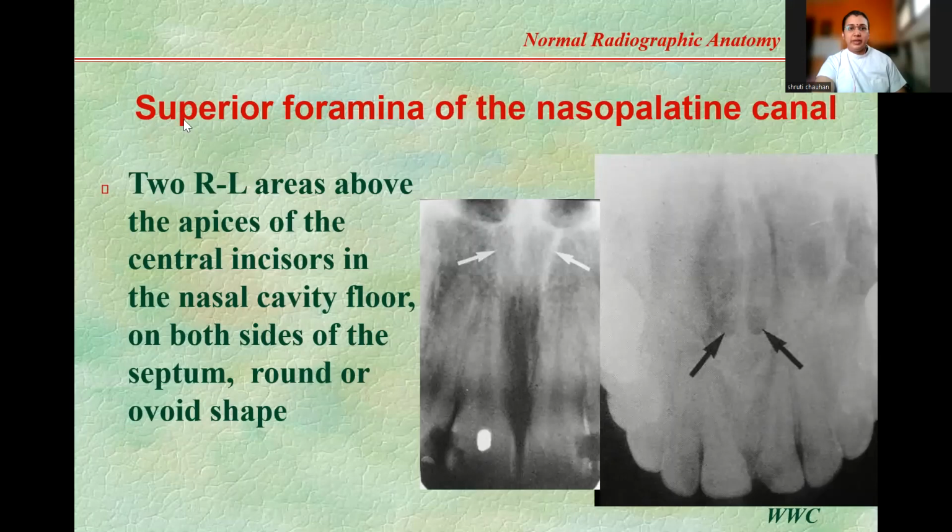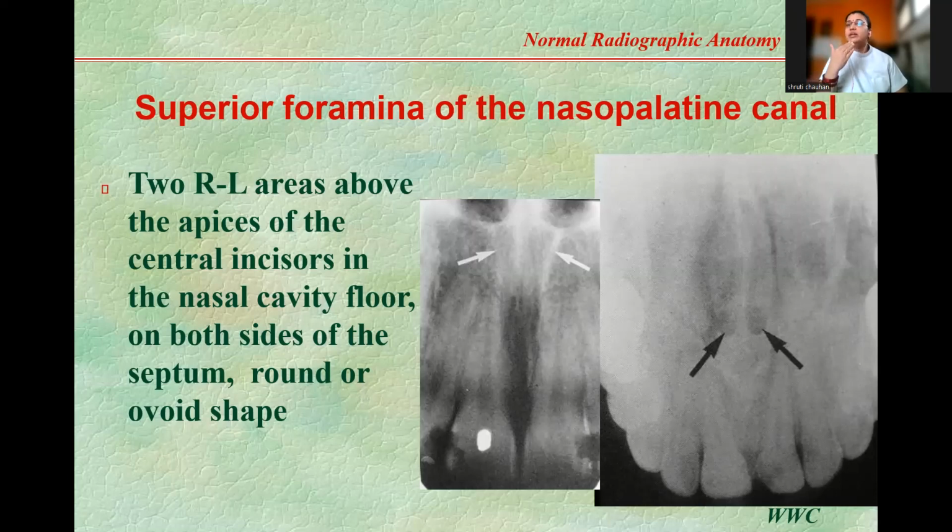These are two radiolucent areas above the apices of the central incisors in the nasal cavity floor. Before I show it to you on the IOPA, let us see over here. This is a maxillary occlusal radiograph. How do we take this radiograph? We have a bigger sized film, a rectangle, which we place between the teeth of the maxillary and mandibular arch.